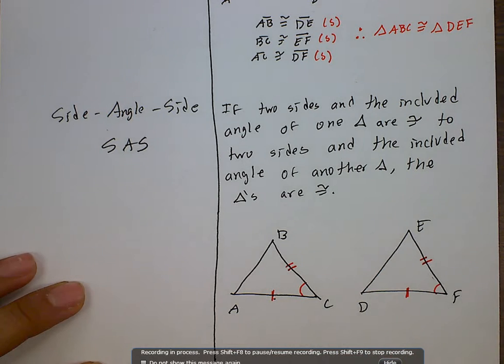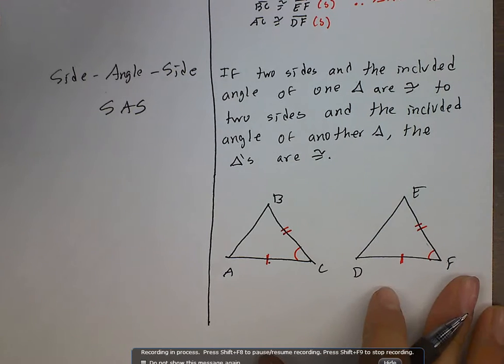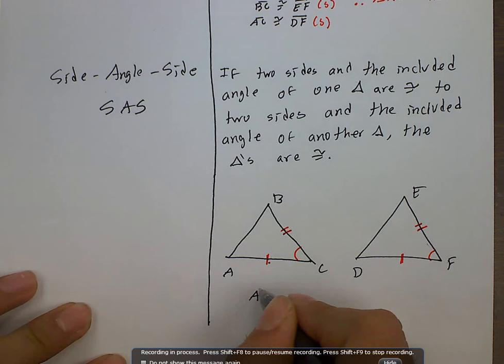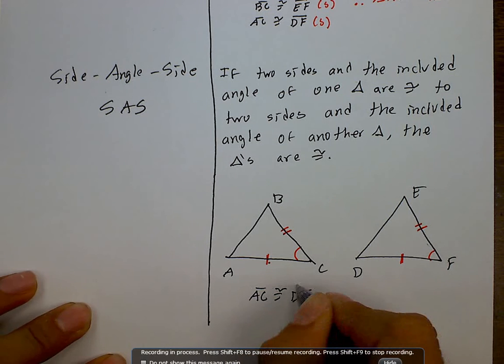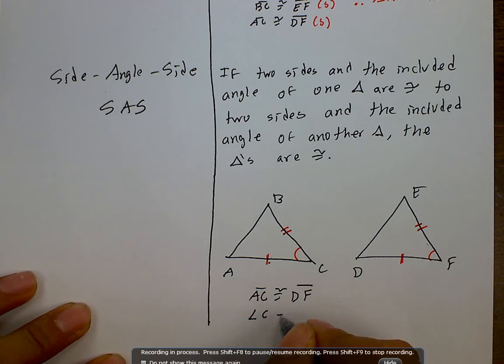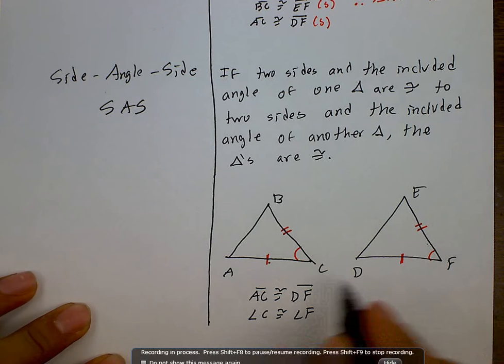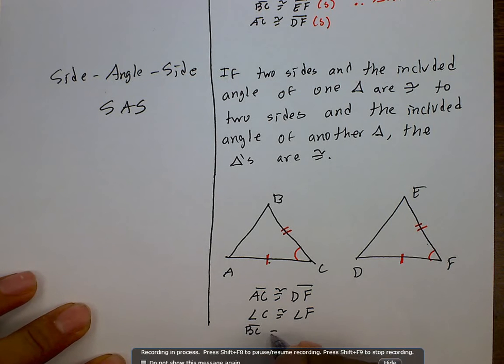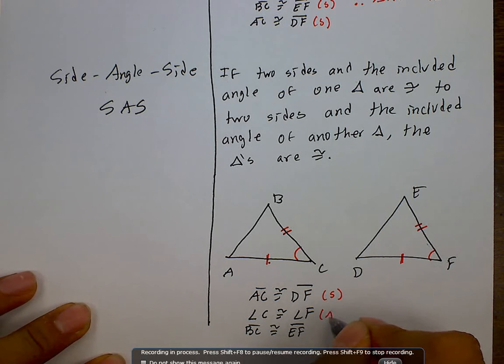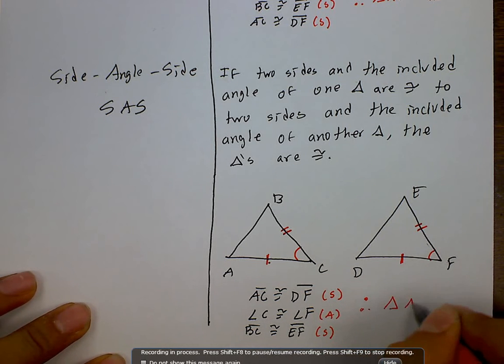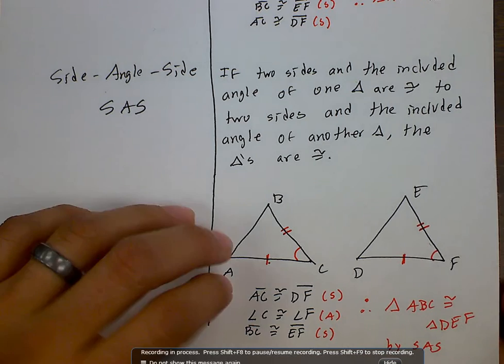So if we look at it, we know that AC is congruent to DF. Now we know that angle C is congruent to angle F. And then finally, we know that BC is congruent to EF. So if we label this, we have a side, an angle, and a side. Okay? So therefore, triangle ABC is congruent to triangle DEF by side, angle, side. Okay? Alright, so that's that one.